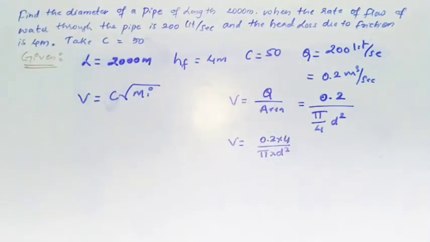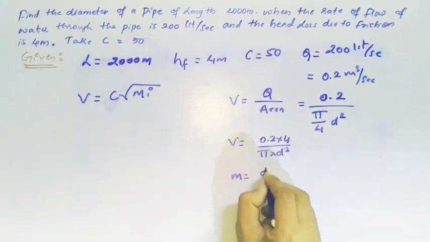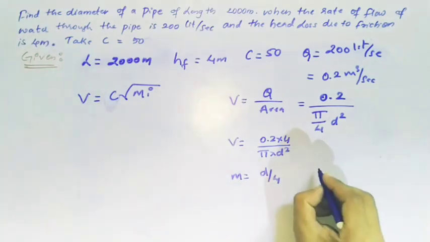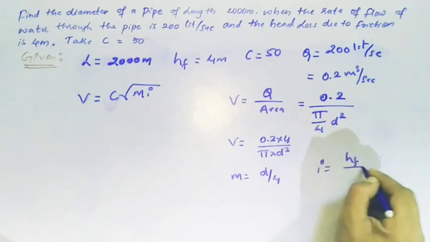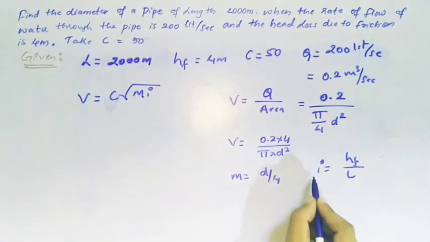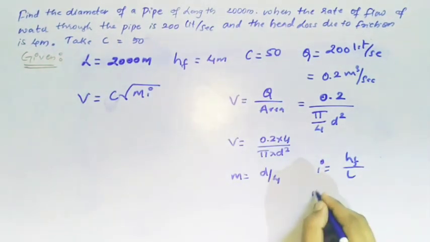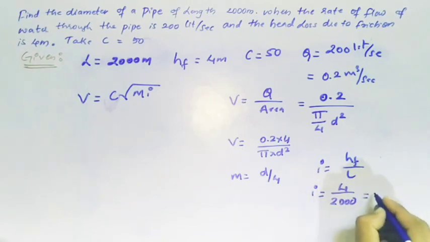Similarly, we have m, that is m equals d by 4. This is also an unknown term for me. The other one in this is I, where I is equal to HF divided by L. In this I value, both HF and length are given. Therefore I will be equal to 4 divided by 2000. Then the I value becomes 0.002.